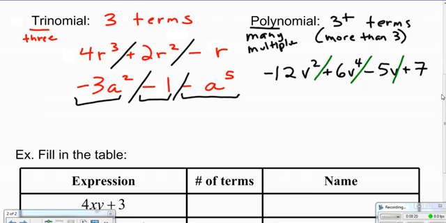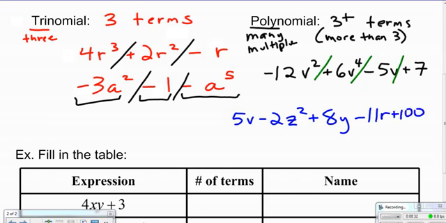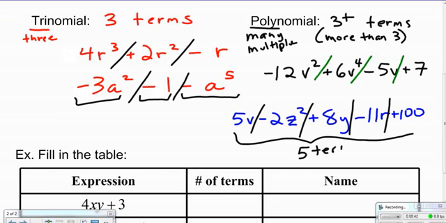We could have something like this. 5v minus 2z squared plus 8y minus 11r plus 100. 1, 2, 3, 4, 5 terms. So it just gets a general name of polynomial. Doesn't get a special name.